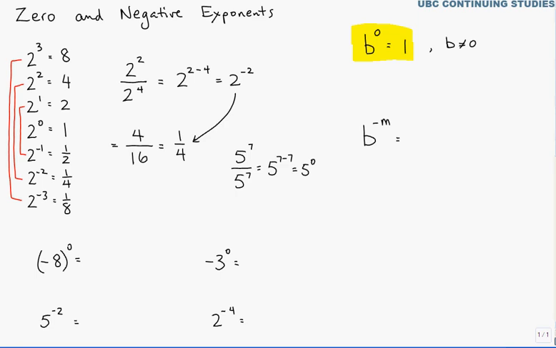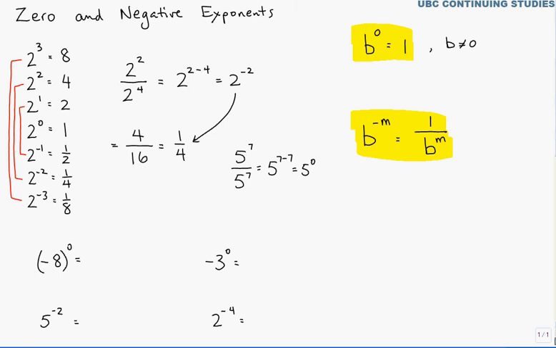And we can write this as a law. b to the power of negative m is just simply 1 over b to the power of positive m. And when you have to simplify an expression that has negative exponents, this is one of the first options that you might want to consider. Anytime you see a negative exponent, just simply rewrite it as the reciprocal, the same base, but a positive exponent. So let's try a few examples down here.